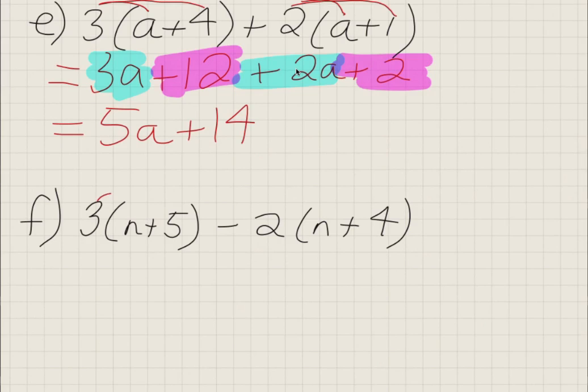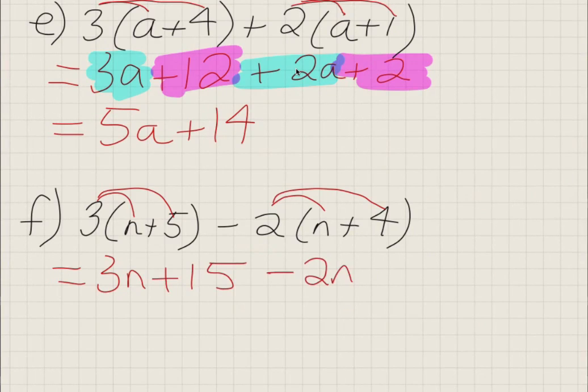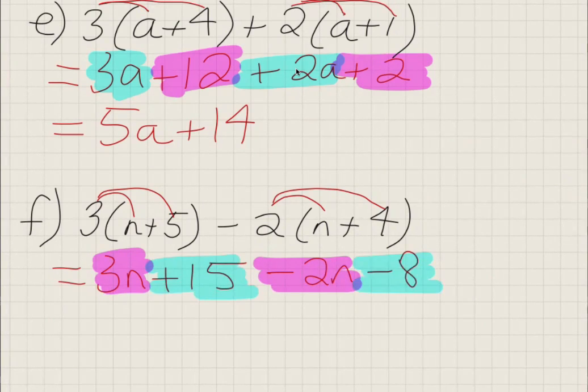Part F, expanding the brackets through, and then this one as well. So 3n plus 15, and minus 2n minus 8. Then looking at the like terms, we have 3n and minus 2n, and then we also have 15 minus 8. 3n minus 2n is one lot of n, or just n, and 15 minus 8 gives positive 7. So we end up with n plus 7 for the final answer there.